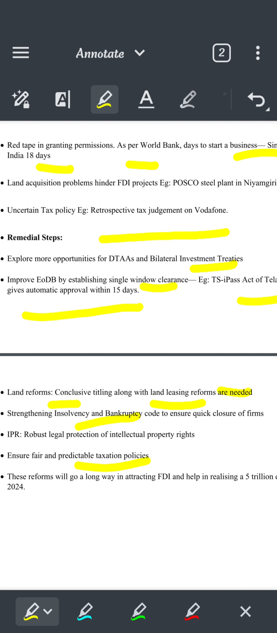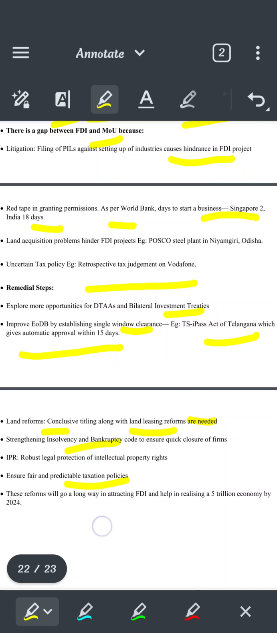So these reforms will go a long way in attracting FDI and help India in realizing a $5 trillion economy by 2024. So in this manner you can conclude, and in conclusion, you can give the recommendations of various committees or the Niti Aayog for that matter.